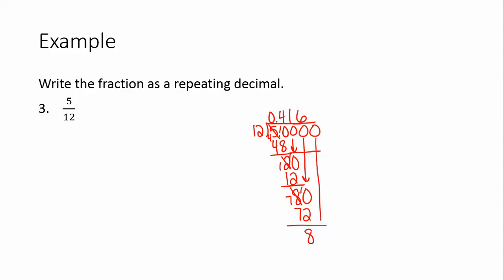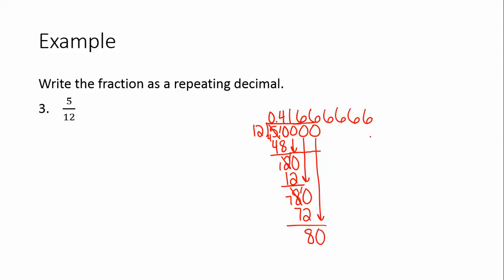Now you'll notice if we bring down another 0, this remainder has now repeated. The last remainder we had was an 8, and we brought down a 0 and had 80. Well, here again we have a remainder of 8. So if I bring down a 0, again I'm seeing how many times 12 goes into 80. So what I'm going to see here is that if I were to continue this pattern, these 6's would continue.